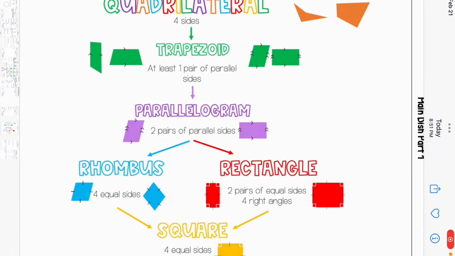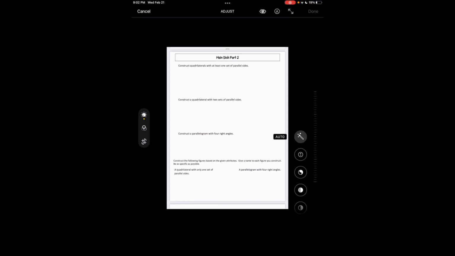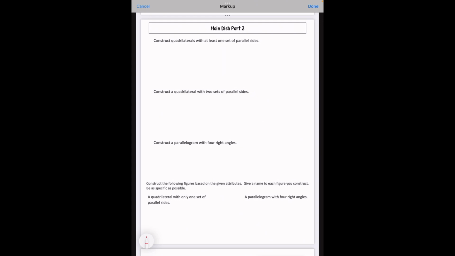Again, every shape that you're seeing on this page is a quadrilateral due to it having 4 sides, but we can get even more specific on the type of quadrilateral it is based off of the parallel sides, the right angles, the equal sides, and you're going to get a chance to create some of these quadrilaterals on Main Dish Part 2. So go ahead and turn to that page. You can always turn back to that hierarchy page where it shows all of the shapes and their kind of definitions, their rules, as you're going through this main dish and dessert today.